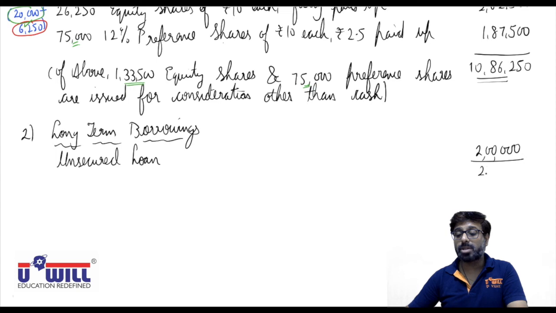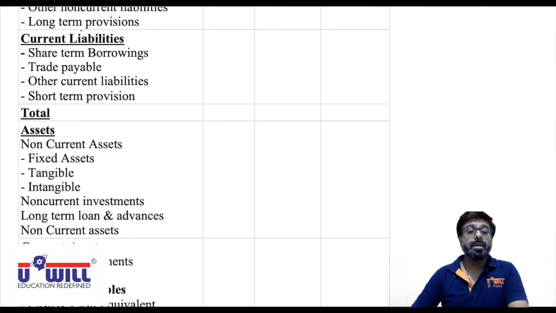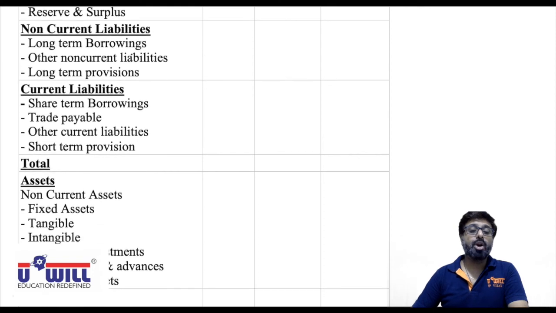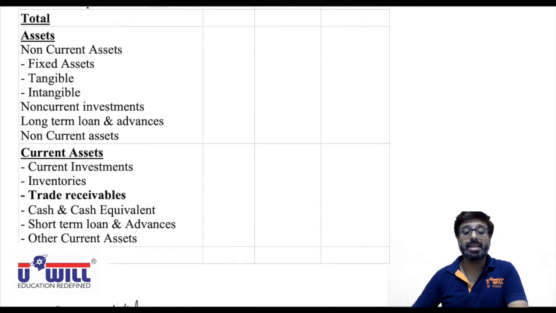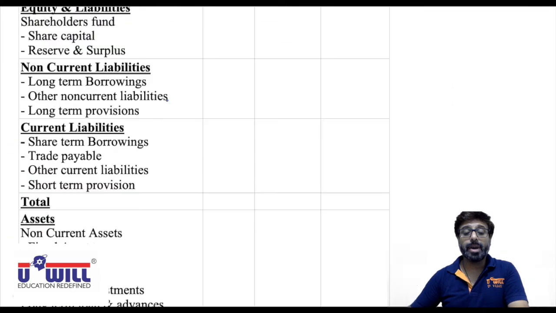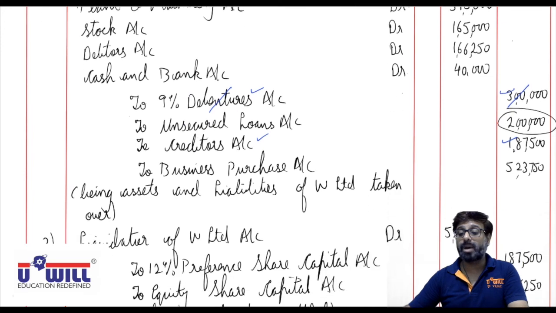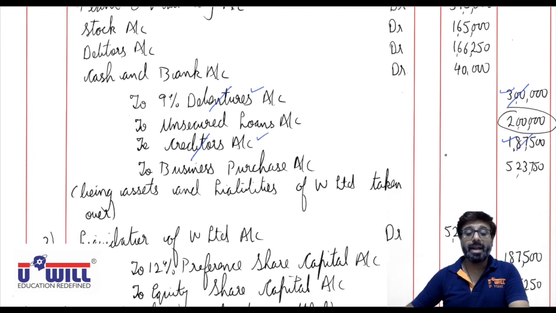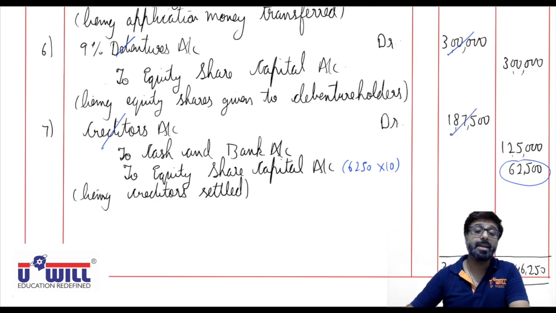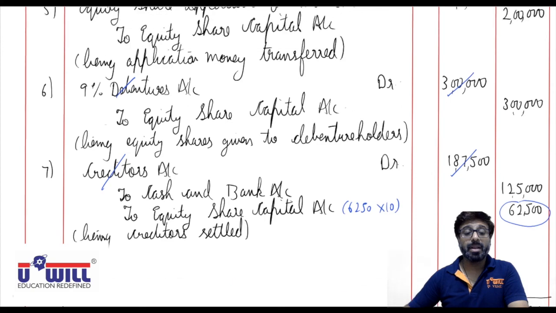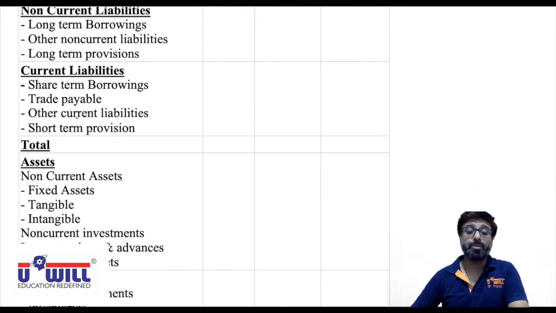Then after long-term borrowings, what next thing will come in the balance sheet? Other non-current liabilities, long-term provisions, short-term borrowings, we don't have. Trade payables also will not come, they are closed. You all can see here in the entry, creditors account we credit with 187,500 and we debit with 187,500. Full settlement was already done. So even creditors, that is trade payables, won't come. Other current liabilities and short-term provisions we don't have.